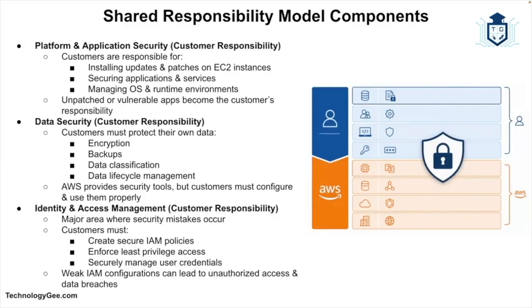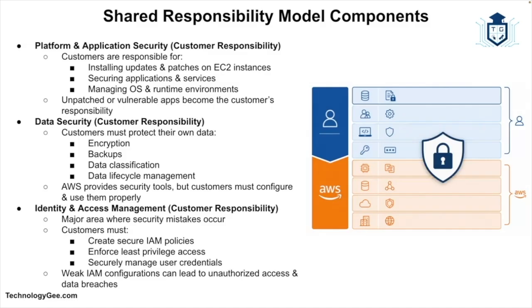And then there's the platform and application layer. This is where your responsibility kicks in. You're responsible for installing updates on EC2 instances, securing your applications, and managing your runtime environments. Because if your application gets hacked because you didn't patch it, well, that's on you. There's also data security. Your data is always your responsibility, and this includes encryption, backups, data classification, and data lifecycle management. Now, AWS provides tools like encryption services, but you must use them correctly.